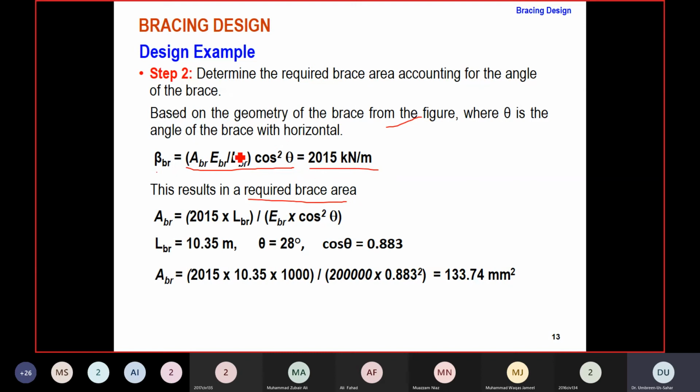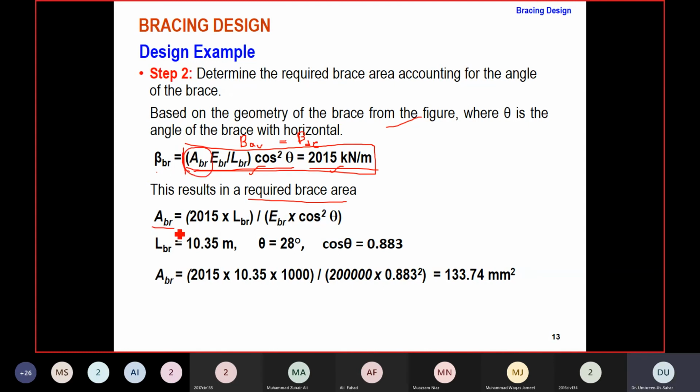Here in this equation, if you equate your designed and available, this is your available stiffness and this is your designed stiffness. This is by step number 1, this is by step number 2. Now in step number 2 continuing, so in this step we will equate this. Here the area of the brace is unknown.